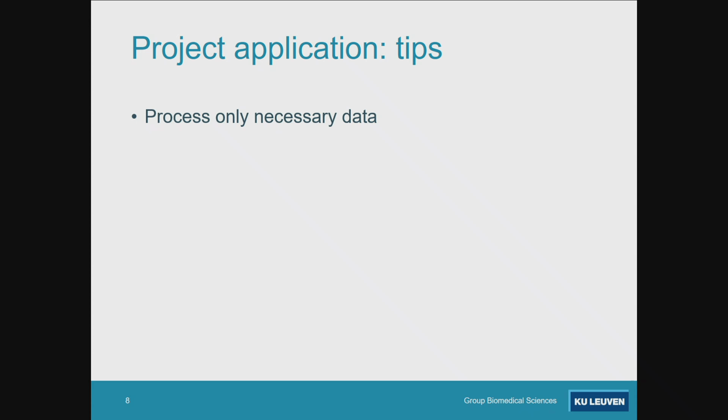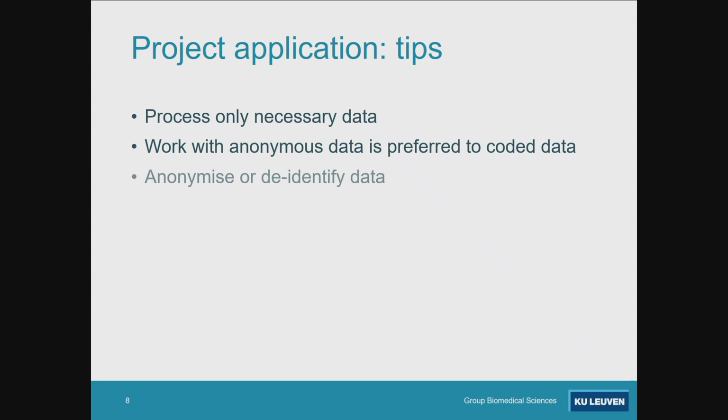Working with data, and for example in the context of working with patients' data, it's really important only to work with the data that you need. There is no need to collect more data that have no function in your study. So process only the necessary data. As much as possible, work with anonymous data. Anonymous data is always preferred compared to coded data because it doesn't include specific privacy risks. Anonymize or de-identify data in order to make sure that if there would be a data leak, you can never go back to see to whom these data belonged.